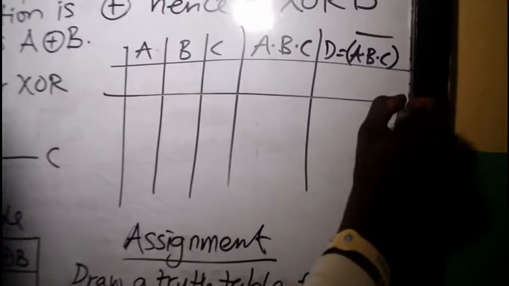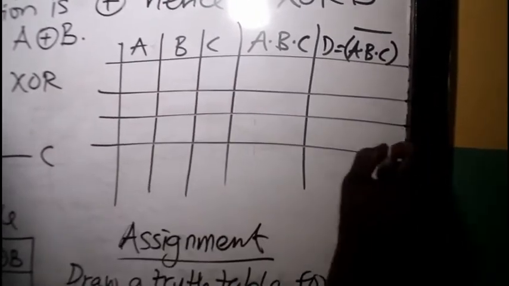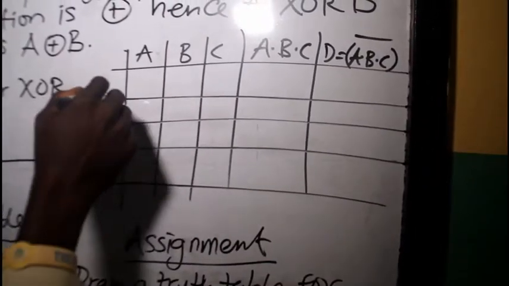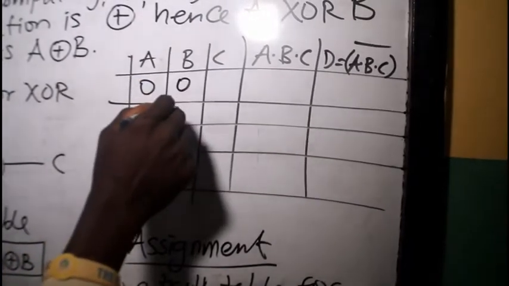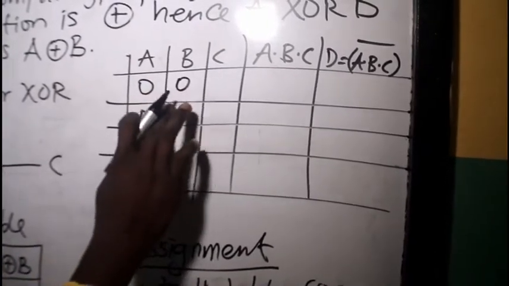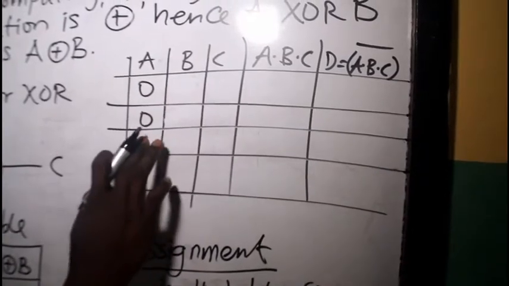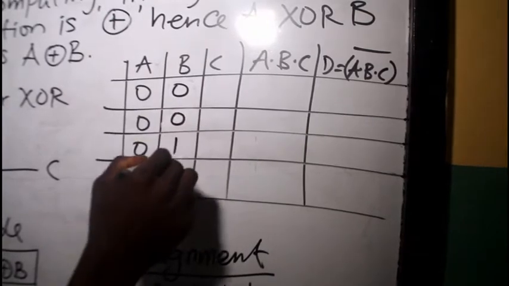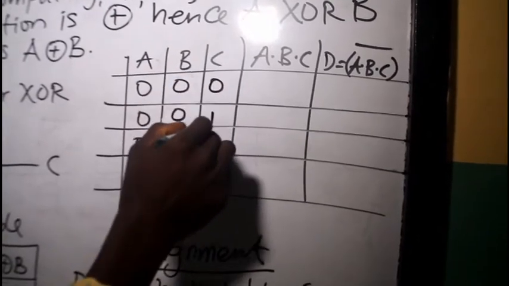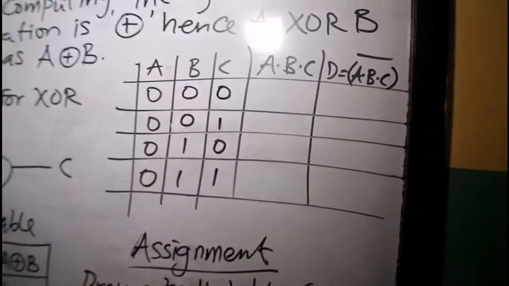And we are going to have our rows: 0 0 0, then 0 0 1, and 0 1 0. So that's how it's going to look.